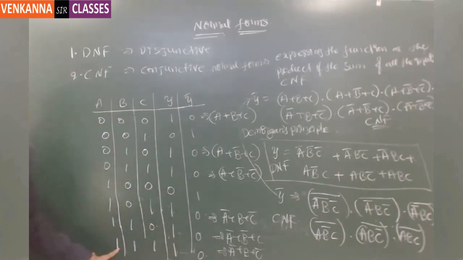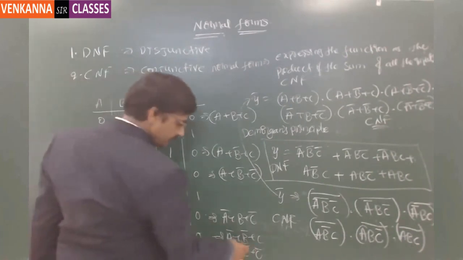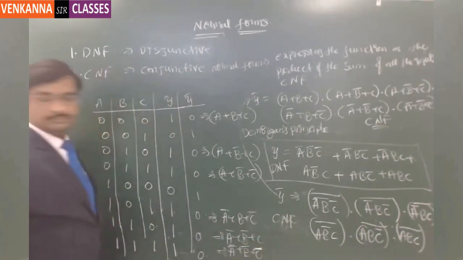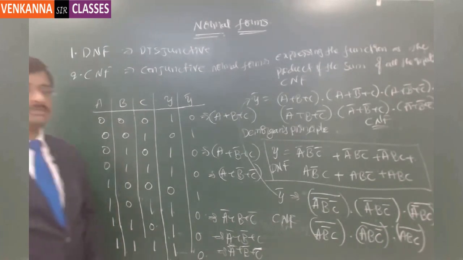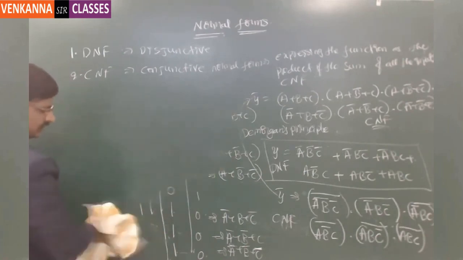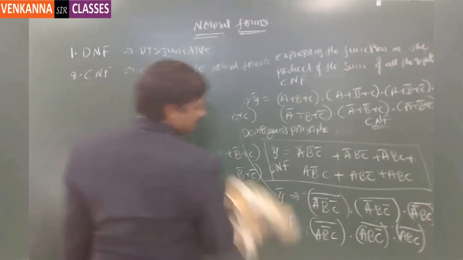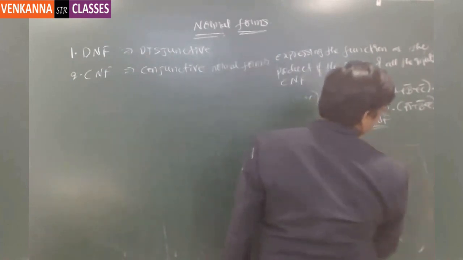See this, last row is 1, 1, 1. Now for this the bar is 0. That means you can add A bar plus B bar plus C bar. That's all. So this is the normal forms. I have covered all the aspects of these things. Memory is just an understanding, so there is nothing to explain there.